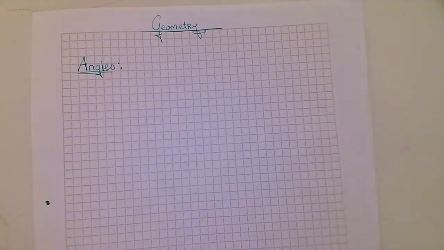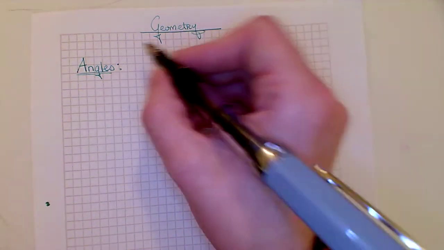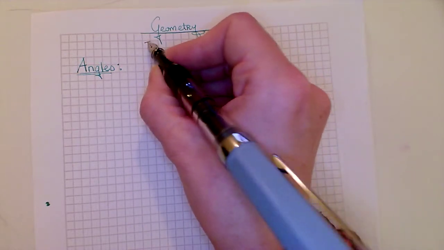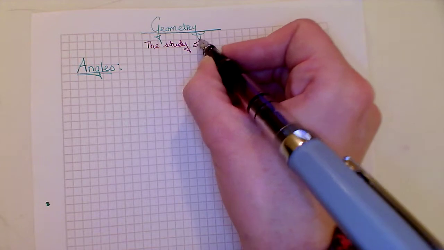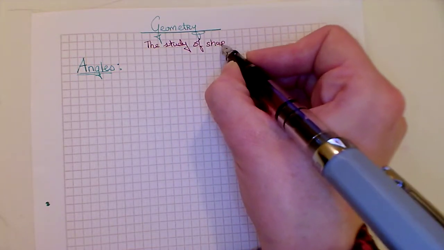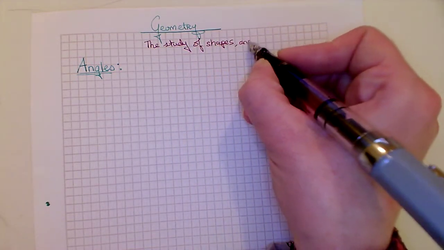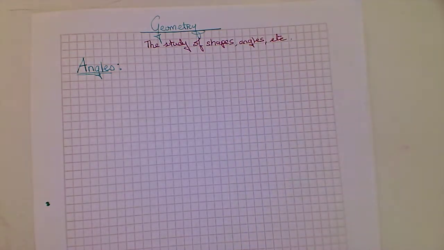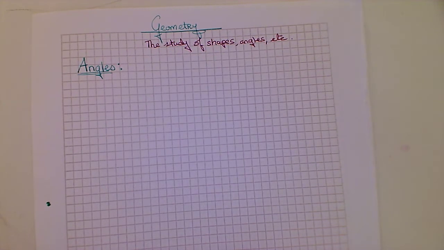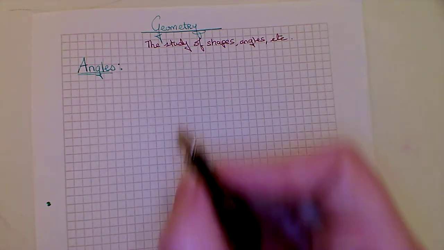Now we're starting the new topic of geometry, and geometry is the study of shapes and angles, etc. So we're going to start with a quick bit of revision of angles, and let's just remind ourselves of the different types of angles that we can have.